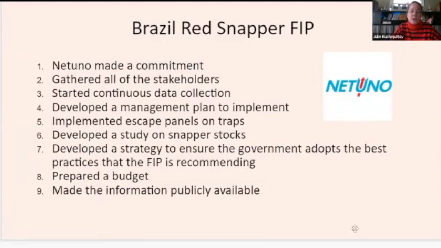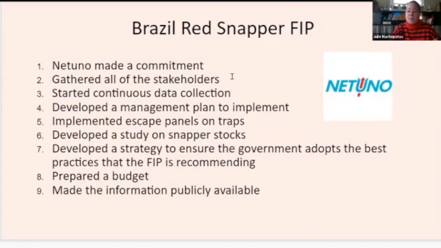And so there's the link in there, and I can go back on there and show you, but just to give you an idea of the scope of what a fishery improvement project looks like. So for Brazil red snapper, the fishery improvement project, Netuno is the fishing company. And so they made a commitment to this fishery improvement project in the fishery from which they fish.